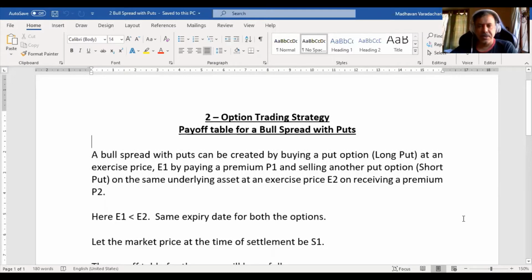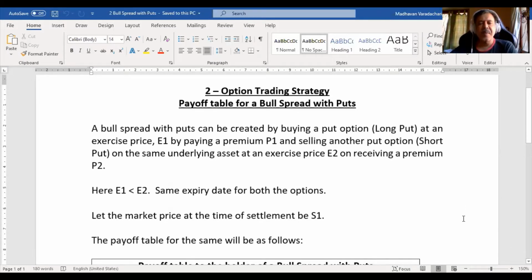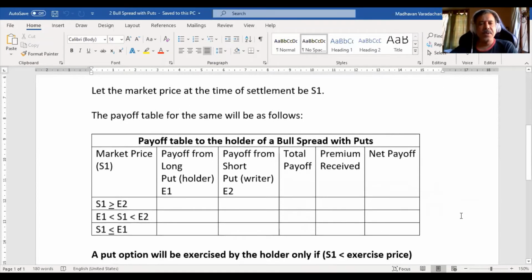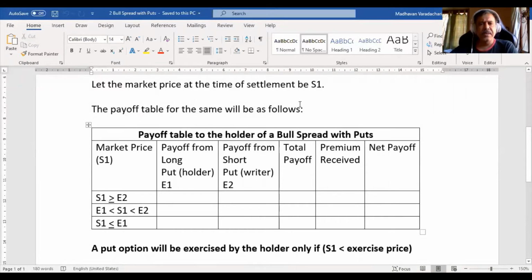Considering the market price at the time of settlement to be S1, we can create a payoff table as follows. Like in the previous video, the market price can be larger than the largest exercise price, or it can be between the least exercise price and the highest exercise price, or it can be lesser than the least exercise price. These are the various possibilities. And a put option will be exercised by the holder only if the market price is lesser than the exercise price. Based on this fundamental, let us see how we can create this payoff matrix.